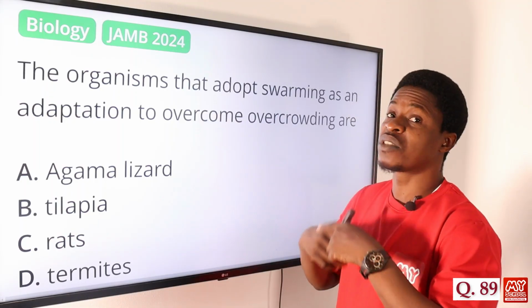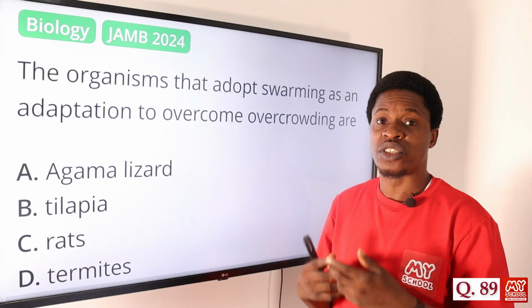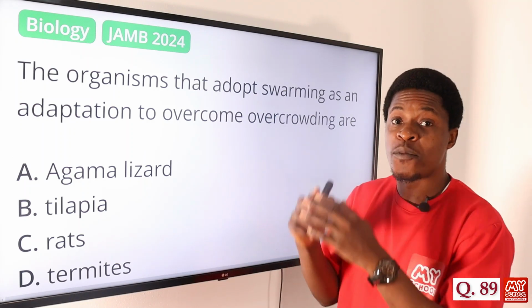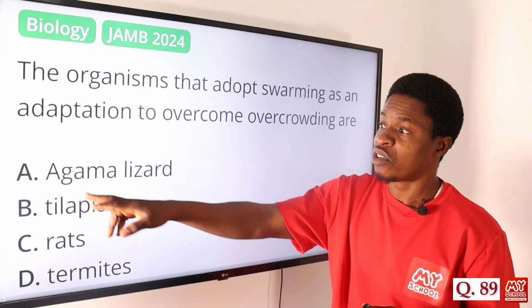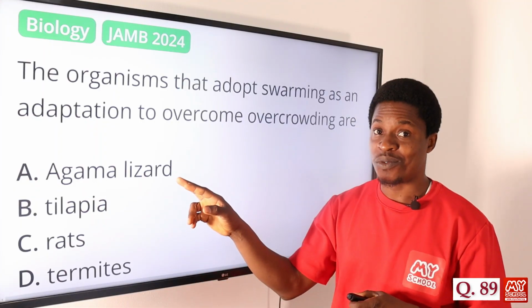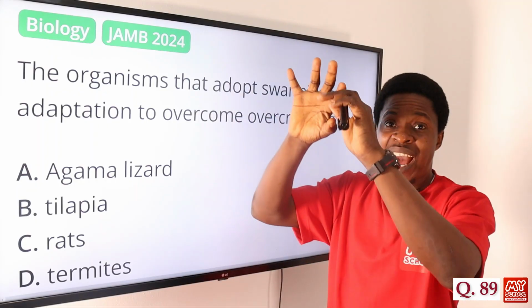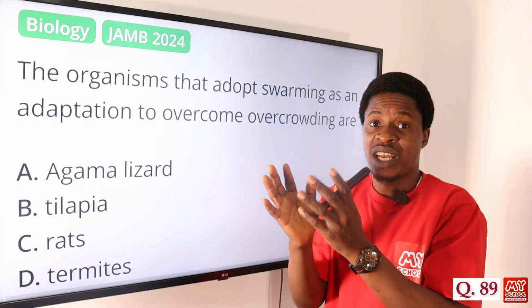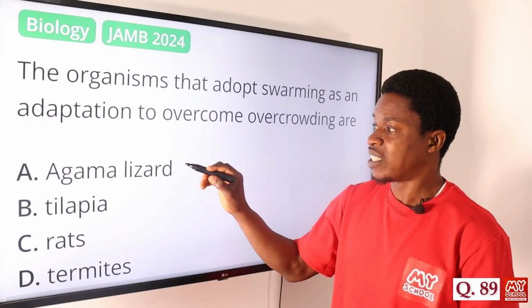So that's what we have. They use that to adapt to what? In order to overcome overcrowding in that particular environment. So option A says a gamma lizard. No, we don't have them swarming. We don't have them much in a quantity, having a collective motion like that. No. So option A is eliminated.